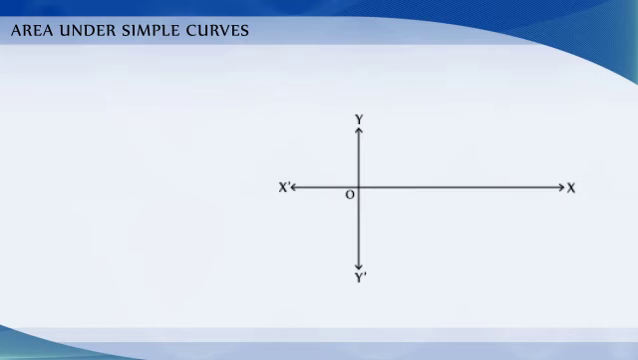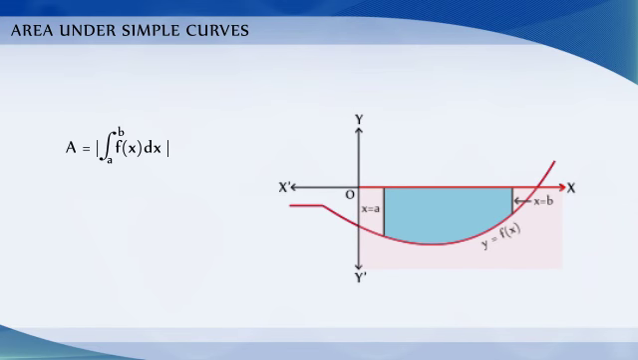If the position of the curve under consideration is below the x-axis, the area bounded by the curve, x-axis and the ordinates x is equal to a, x is equal to b comes out to be negative. But it is only the numerical value of the area which is taken into consideration. Thus, if the area is negative, we take its absolute value, that is modulus of integration of a to b f of x dx.